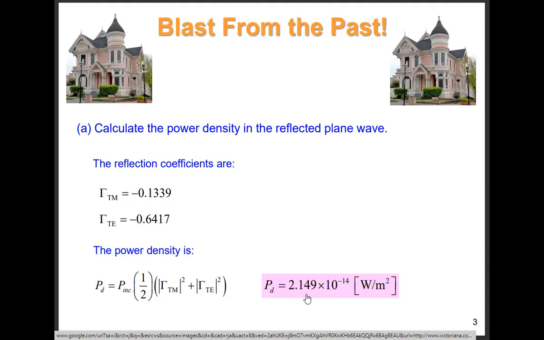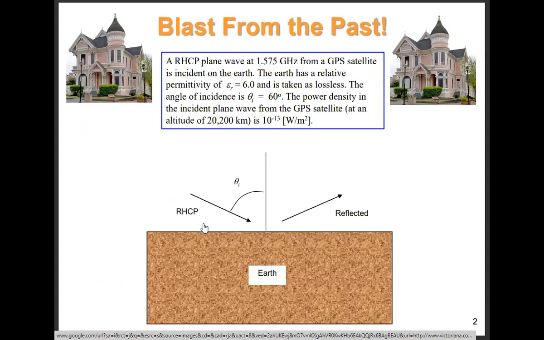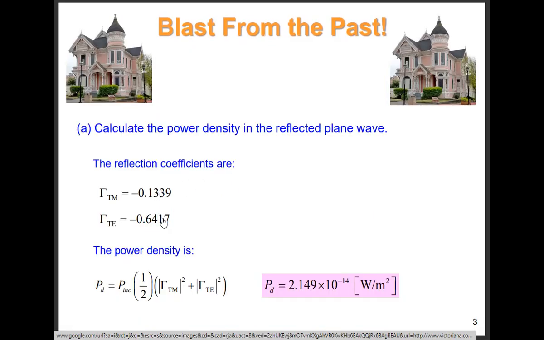Anybody else have any questions on part A? Now notice that the reflection coefficients are both negative and pure real because, just like in the example in the class notes, the Earth was taken to be lossless: no conductivity, real epsilon R, no polarization loss. So that's when your reflection coefficients are always going to come out real. If you remember, when we did the reflection off the seawater, the gammas were complex. That would be the case here too if we had lossy Earth. But we're taking a hypothetical lossless Earth, so we get real reflection coefficients.